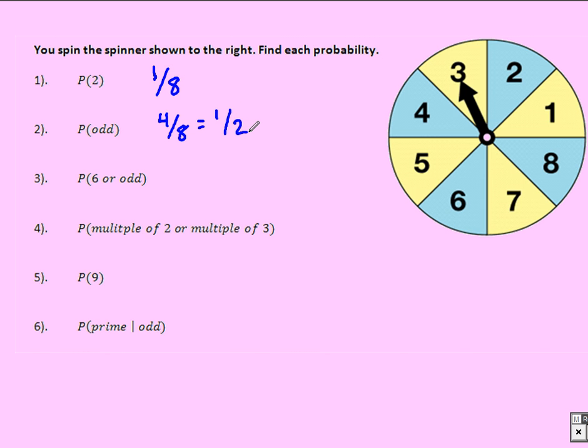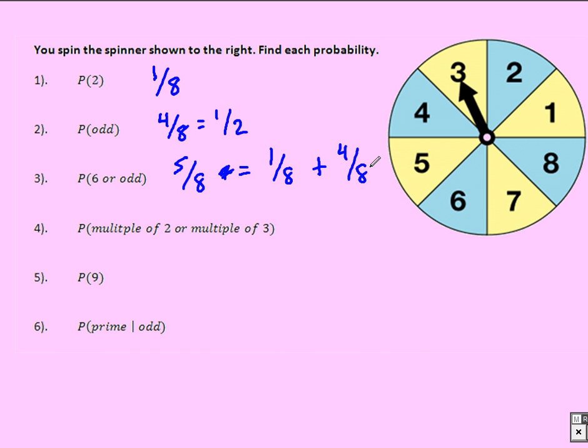Probability of getting a 6 or an odd, so it means I'm counting all the odd numbers, 1, 3, 5, and 7, there's 4 there, and the 6 on top of it, 5 out of 8. You could also look at the idea of an or statement, meaning adding. Probability of getting a 6 is 1 out of 8, probability of getting an odd is 4 out of 8.